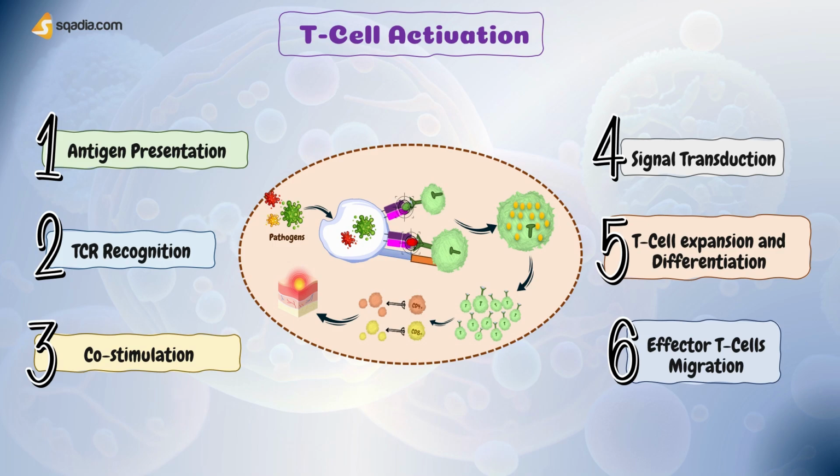The process of T cell activation typically occurs in secondary lymphoid organs, such as lymph nodes, where T cells interact with antigen-presenting cells, or APCs, like dendritic cells. Here we will discuss the detailed description of the steps involved in T cell activation.